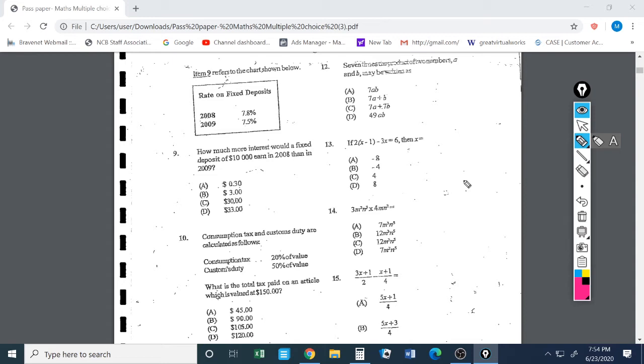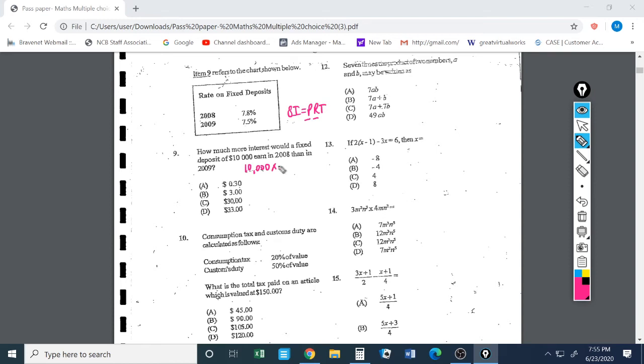And number 9 says, how much more interest would a fixed deposit of $10,000 earn in 2008 than in 2009? Now, clearly, this one is really, really simple. You don't even need the simple interest formula, but you can use it if you want to. Remember, SI is equal to PRT. In this case, the principal is 10,000.